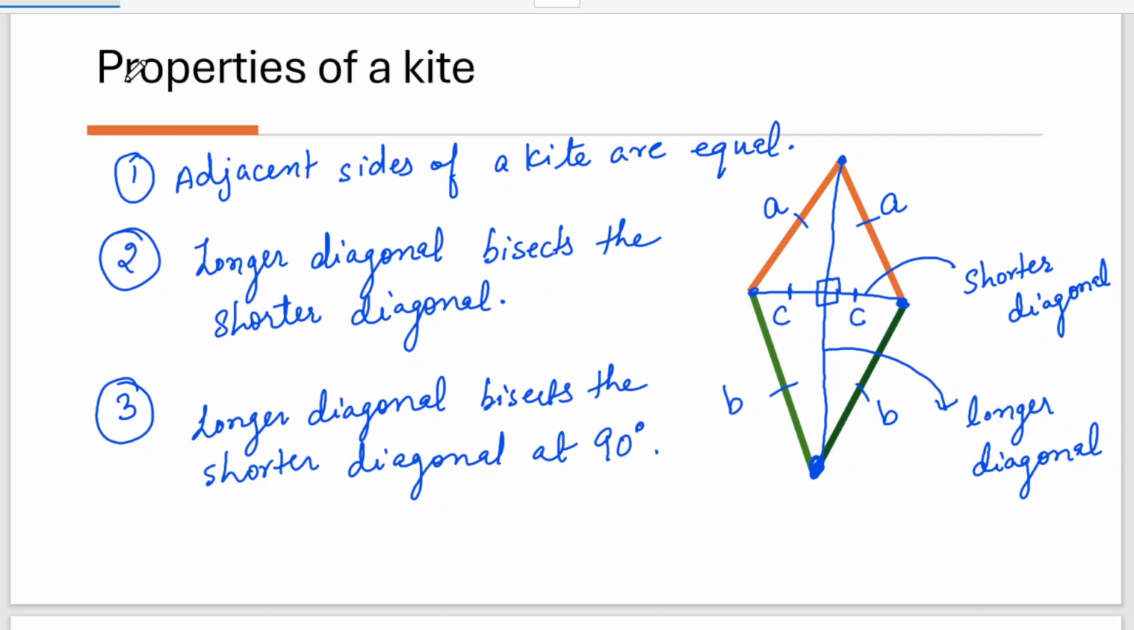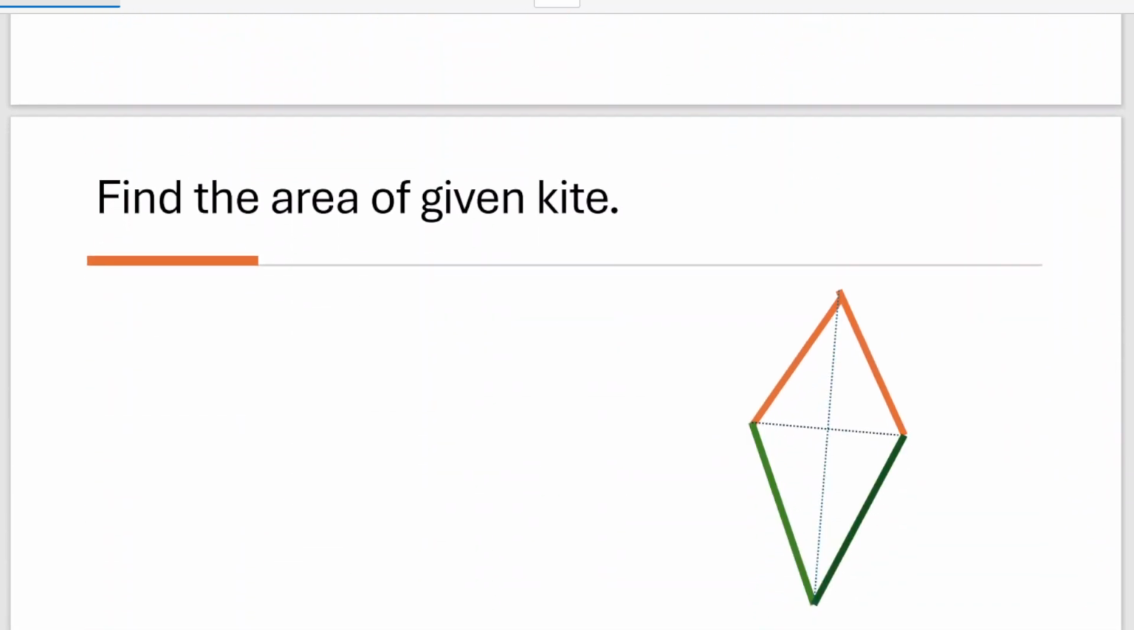The first was adjacent sides of a kite are equal. The second point is the longer diagonal bisects the shorter diagonal, and the third point is the longer diagonal bisects the shorter diagonal at 90 degrees. There are more properties related to a kite in relation with the angles also, but we are not going to discuss that here. We will be discussing that when we study the angle chapter.